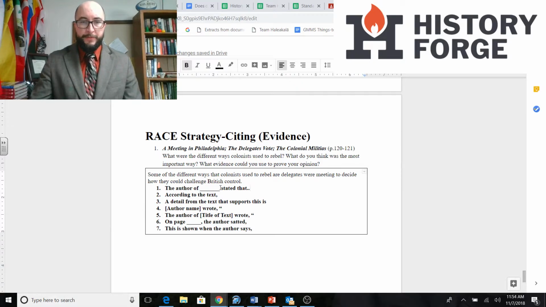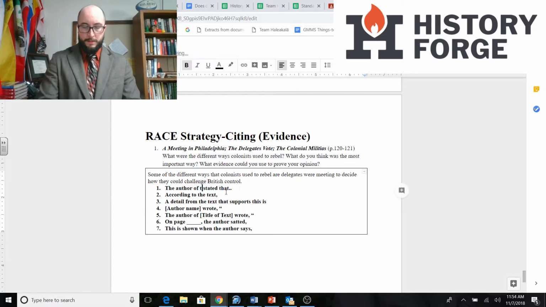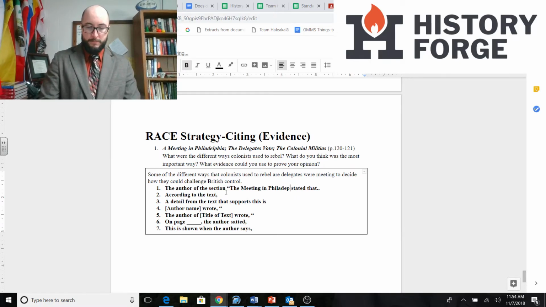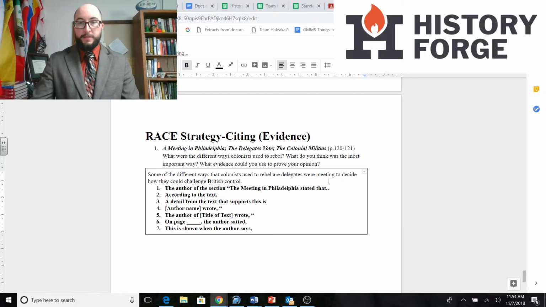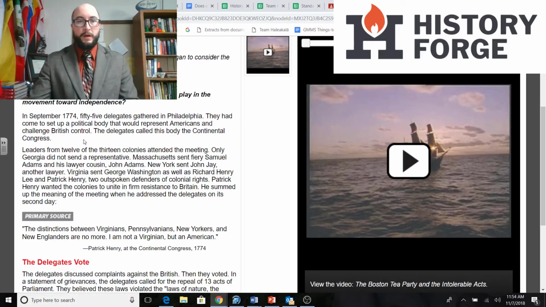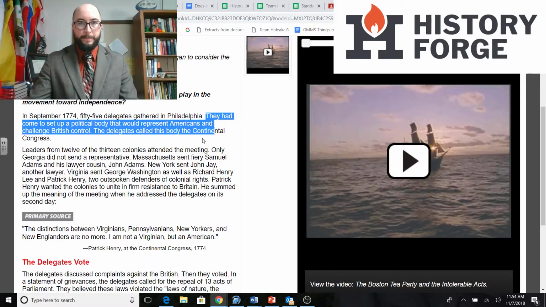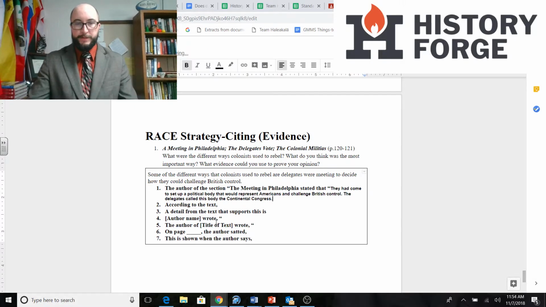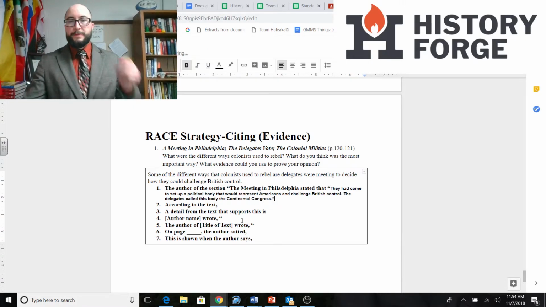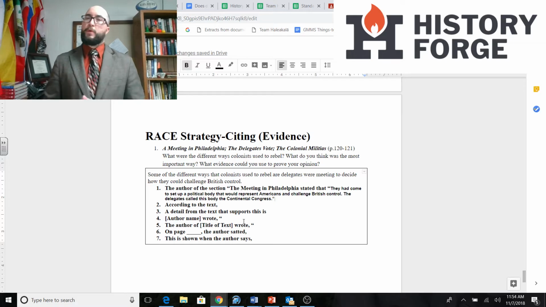So I could say the author of the section, and I'm going to put it in quotes, the meeting in Philadelphia stated that, and then I would use the quote, right? I would literally word for word take it. So I'm just going to take this quote, copy it, paste it, just like that. Done. So if you did this, this would now be 3 out of 4 for me.